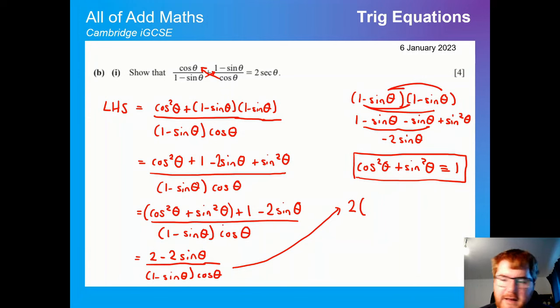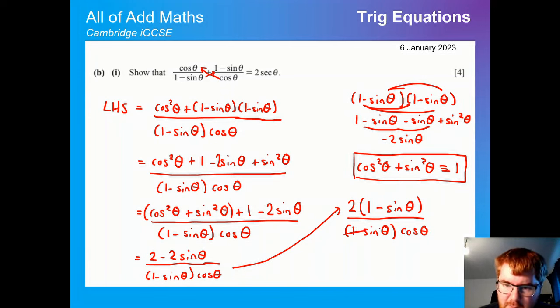What do we multiply something by to get 2? Well, we'll get 1. And what do we multiply to get minus 2 sine theta? Well, just sine theta. Again, you can check this by expanding the bracket. And notice we get a very convenient situation here, which is we get a shared bracket top and bottom. So we can just cancel these out. That then gives us 2 over cos theta.